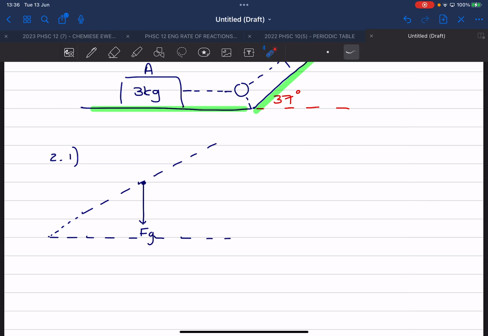So your gravitational force is directly down. Not at an angle, it's straight down. Then your normal force, the wording there is perpendicular to the surface. Perpendicular to the surface, meaning there's my surface. You put your ruler there and draw your normal force in there.